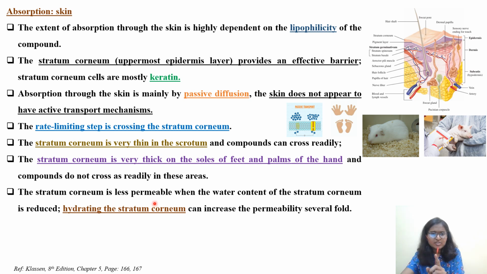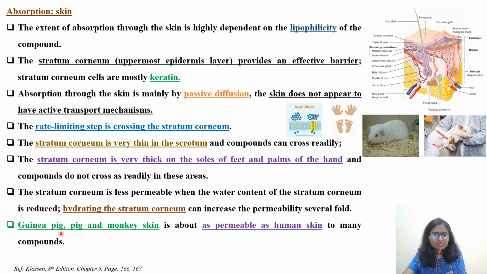Next, the stratum corneum is less permeable when the water content of the stratum corneum is reduced. So the permeability of this particular layer also depends on the amount of water content in it. If the water content in the stratum corneum is less, the permeability is less. So the water content in the stratum corneum is directly proportional to permeability. Like this you have to remember. Hydrating the stratum corneum can increase the permeability several fold. If you are able to increase the water content in this layer, then you can also increase the permeability by several fold.